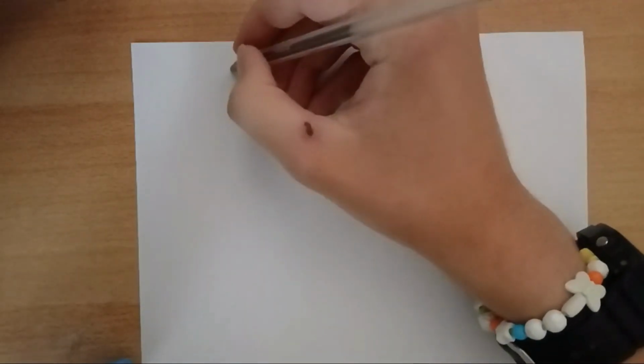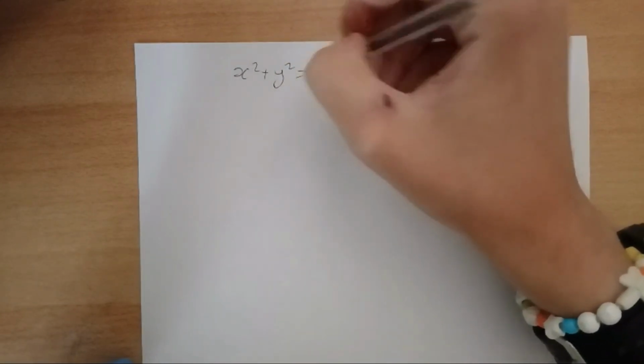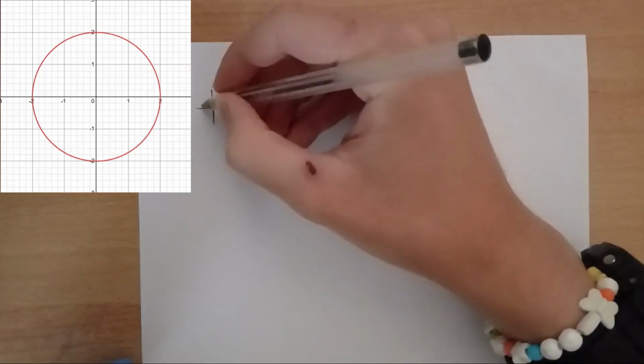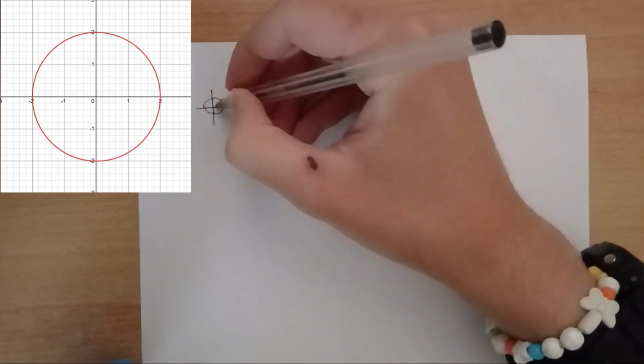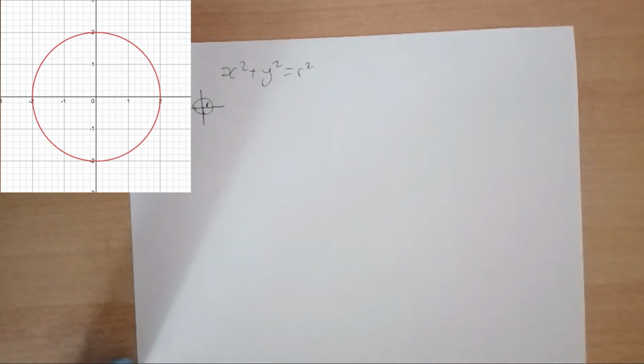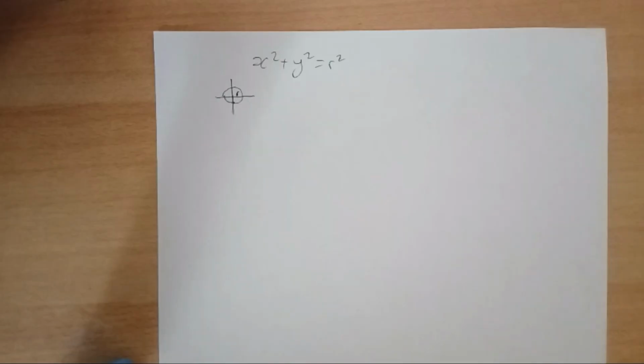So we're going to start off with a graph we've all probably seen. This equation, x squared plus y squared equals r squared. And when we graph this, we get a circle of radius r. So now we want to use this equation to find the area of a circle.